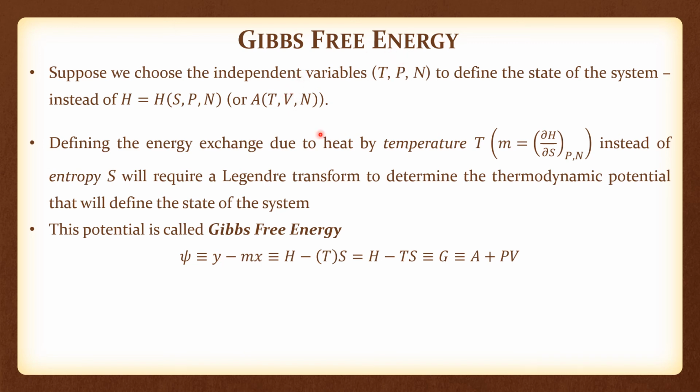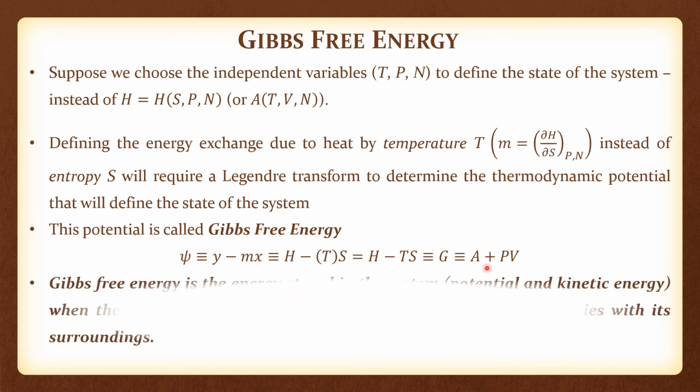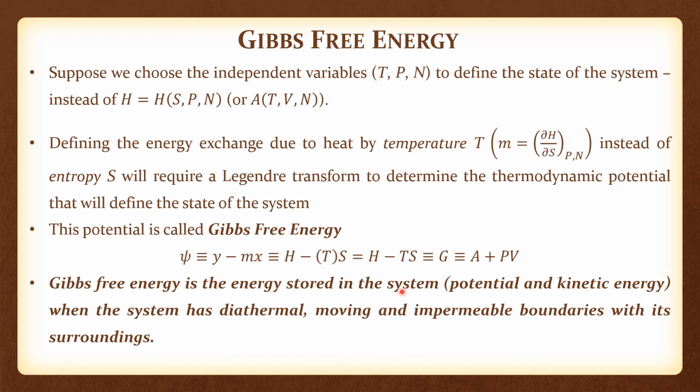Instead of volume, you'll be using pressure. The slope itself is negative, minus P. ∂A/∂V is minus P, and therefore you would have gotten A plus PV. So G is H minus TS, or A plus PV, or U plus PV minus TS, whichever way you want to look at it. So Gibbs free energy is the energy stored in the system.